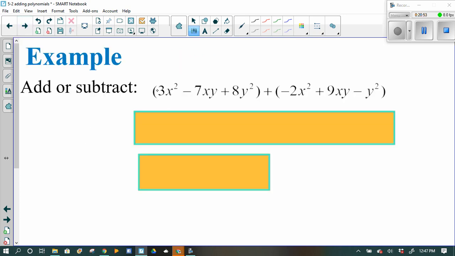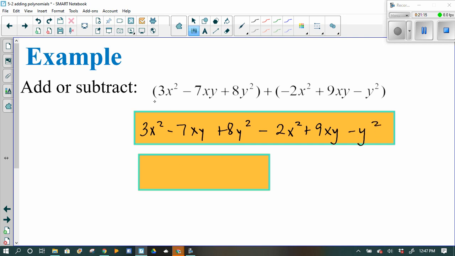All right, add or subtract. Okay, there is nothing in front of this set of parentheses, so I'm just going to rewrite it. 3x squared minus 7xy plus 8y squared. This set has a plus sign in front, so again, nothing is going to change. Minus 2x squared plus 9xy minus y squared.